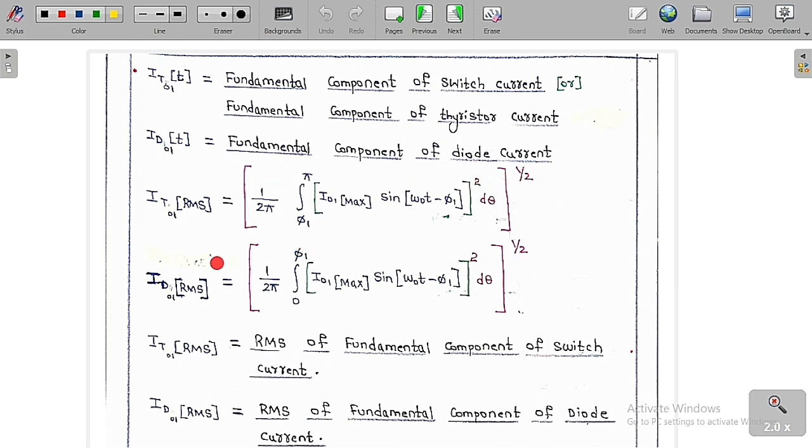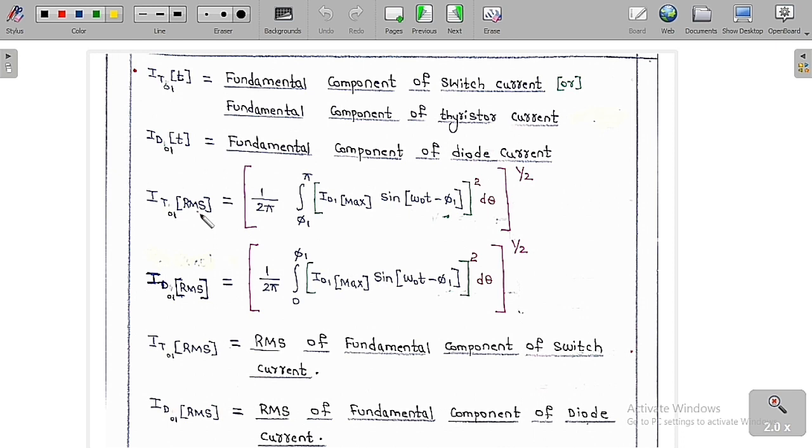So the RMS value and the average value. If you want to find the RMS value of the fundamental component of the thyristor current, iT01 RMS means the RMS value of the fundamental component of the thyristor current. Because the switch S1 is conducting only from phi 1 to pi.